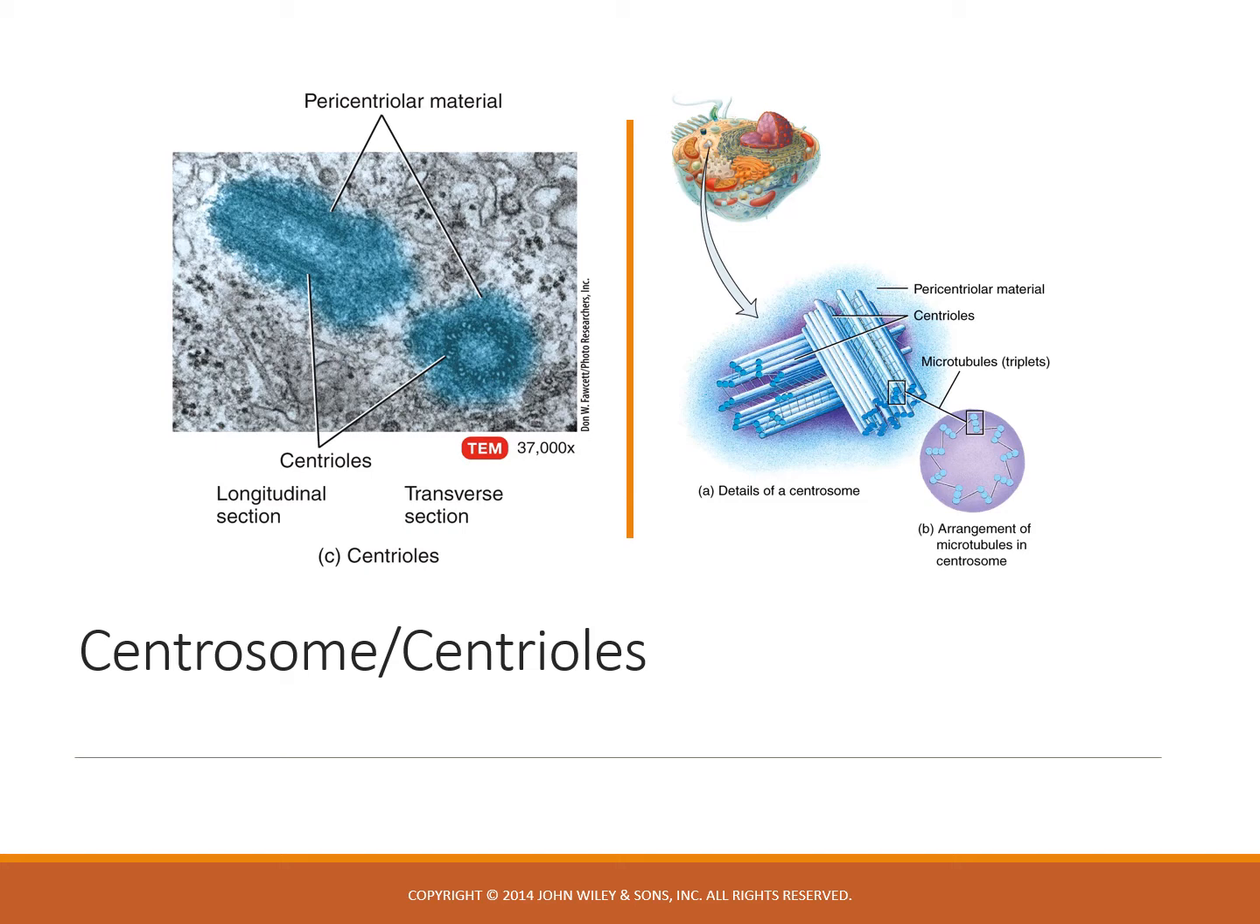So first off, the centrosome is located near the nucleus, and it consists of a pair of centrioles and a pericentriolar material. Here in this right diagram, you can see the two centrioles and the pericentriolar material surrounding them. The centrioles are cylindrical structures, each composed of 9 clusters of 3 microtubules. You can see that in this diagram here.